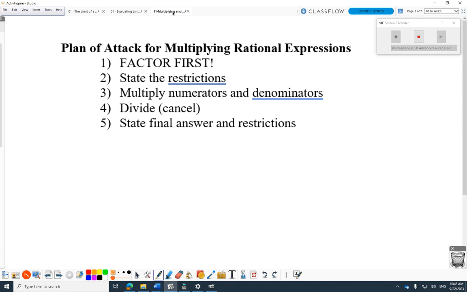What's my strategy? Factor first, then state the restrictions, multiply the numerators and denominators, do any cancellation you can, and then state the final answer with the restrictions. Am I going to take a half mark off if you don't state the restrictions on the bottom line? Well, no, I guess I won't. I'll be disappointed, but as long as the restrictions are somewhere, I'll live with it because there's more important math to be talked about here. But that's where it should be done.